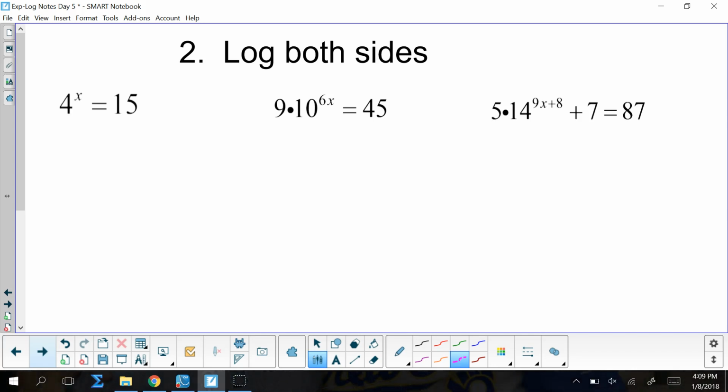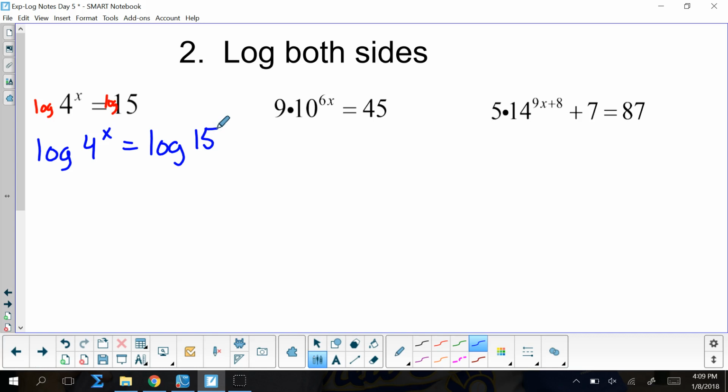Okay. Way number 2, now we can take the log of both sides. Okay? And it doesn't matter which log we have. So the way that we go about this is that I would take here the log of both sides. So that then would give me log base 10 of 4 to the x power equals log of 15.